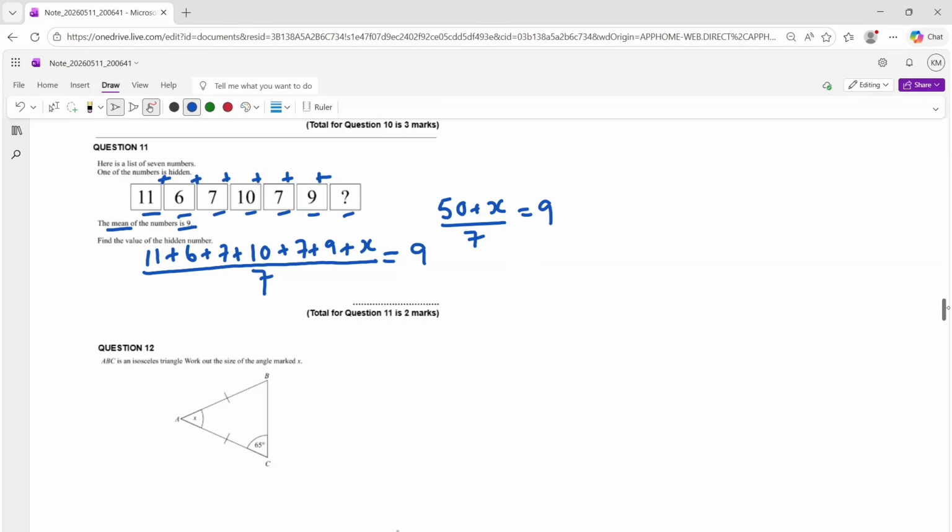So I've simplified the expression that I've made here. So the opposite of dividing by 7, because I'm having to work backwards, is to times by 7. So I'm working backwards to work out what I had originally. So I end up with 50 plus x equals 9 times 7 is 63. So x must be whatever I add to 50 to get 63. So therefore x is equal to 13. And that is my answer to question 11.